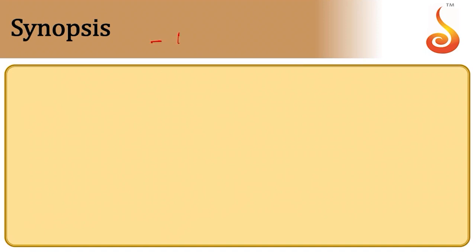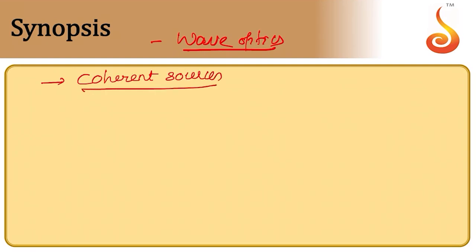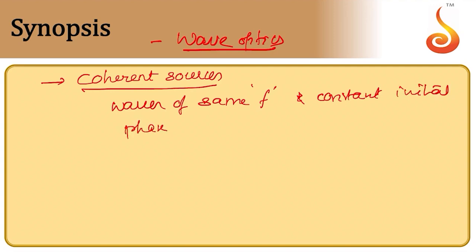Let us take up the discussion of wave optics. The basic idea of wave optics involves interference and diffraction. In order to understand them, we consider the following ideas. The idea of coherent sources. What are coherent sources? Two sources are said to be coherent if they produce waves of same frequency and hence wavelength and constant initial phase difference. They are known as coherent sources.